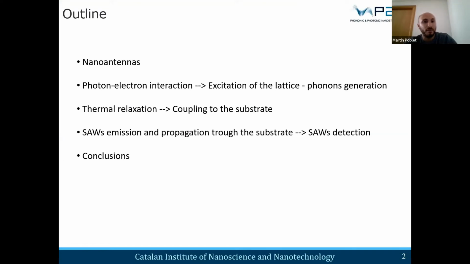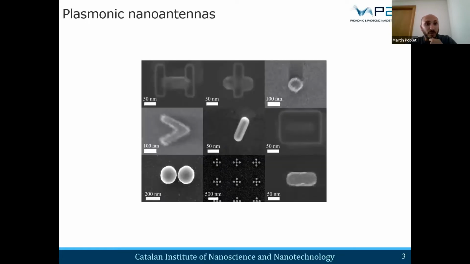I will start by defining what a nanoantenna is. Then we will see how coherent acoustic phonons can be generated from an optical excitation. This will produce a heating of the structure, and from the thermal relaxation and the coupling with the substrate, a transfer of energy towards the substrate will take place in the form of surface acoustic waves. And finally, we will see how to detect these waves, and I will finish with some conclusions on how different properties of the substrate can be characterized from the measured signals.